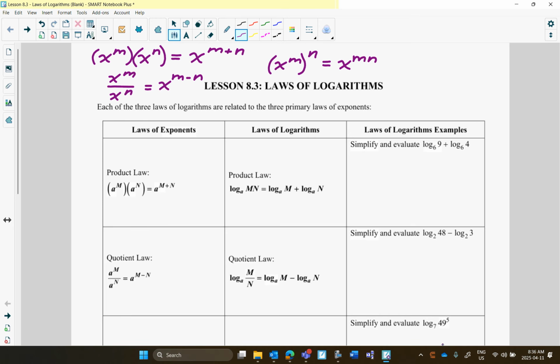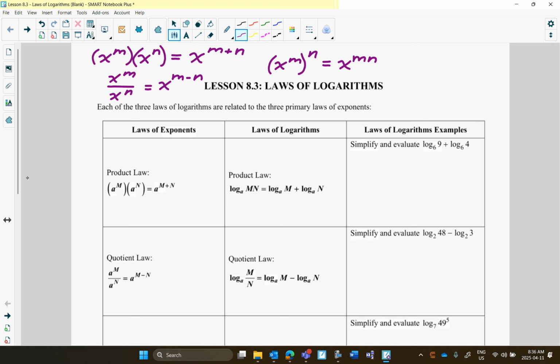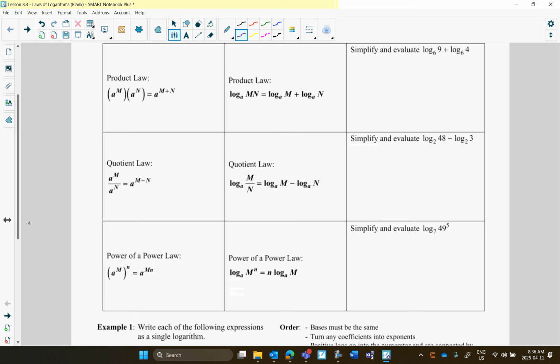Okay? Like this one we call the product law for exponents because we're multiplying two powers, which means we add the exponents. This one we call the quotient or division exponent law because we're dividing two powers. And this one we call the power to a power because we're raising one power to another one. The names for the exponent laws and the log laws are very similar.